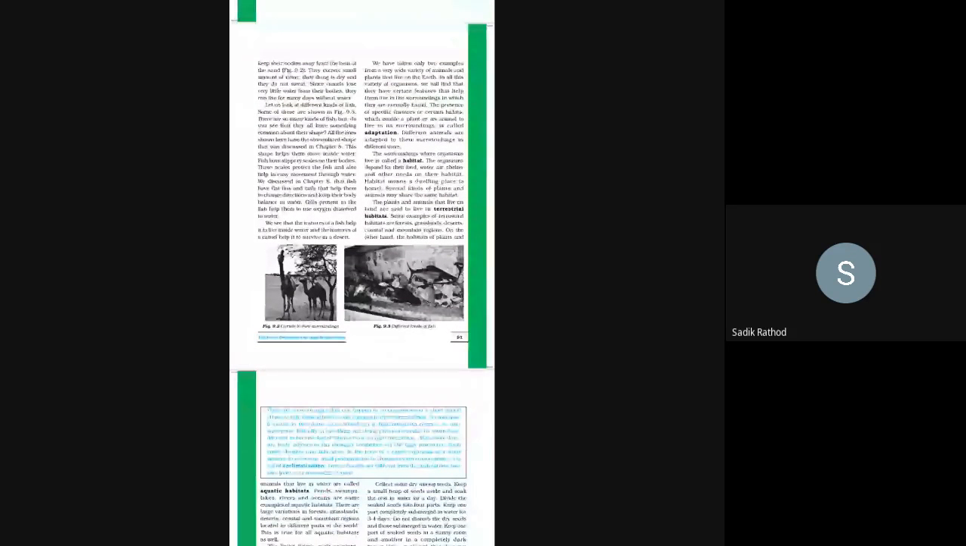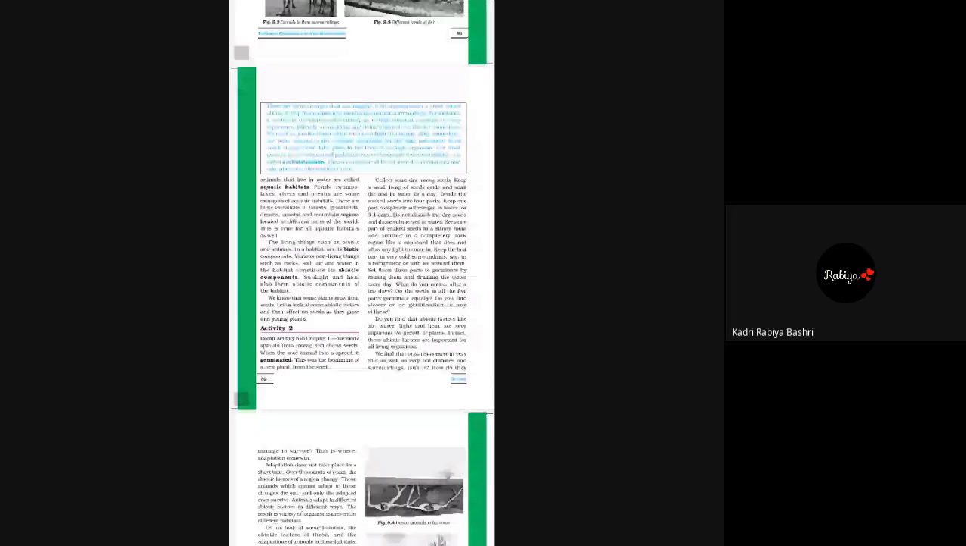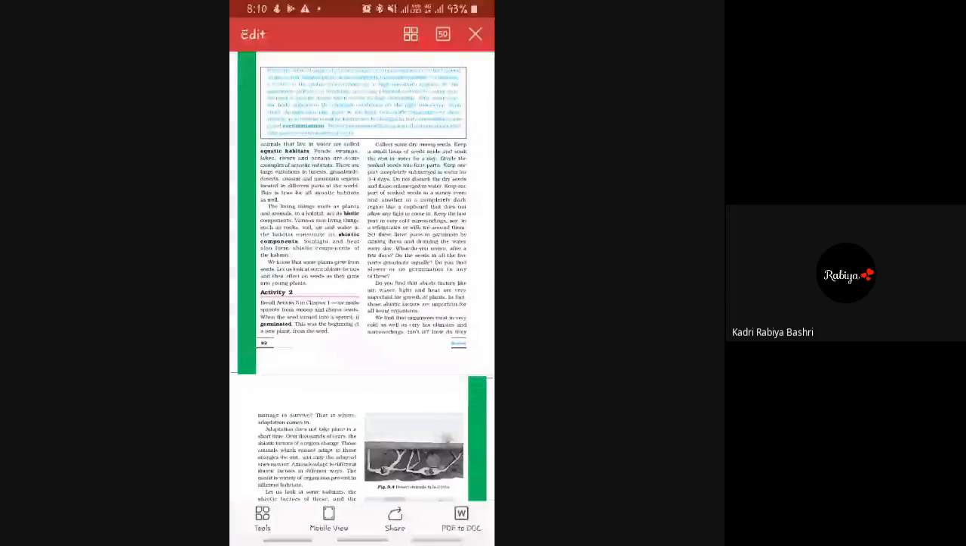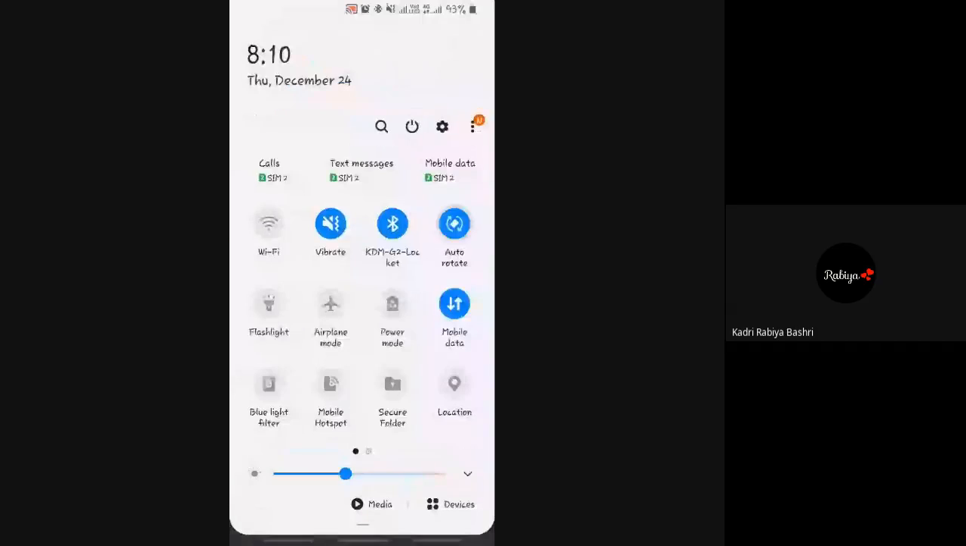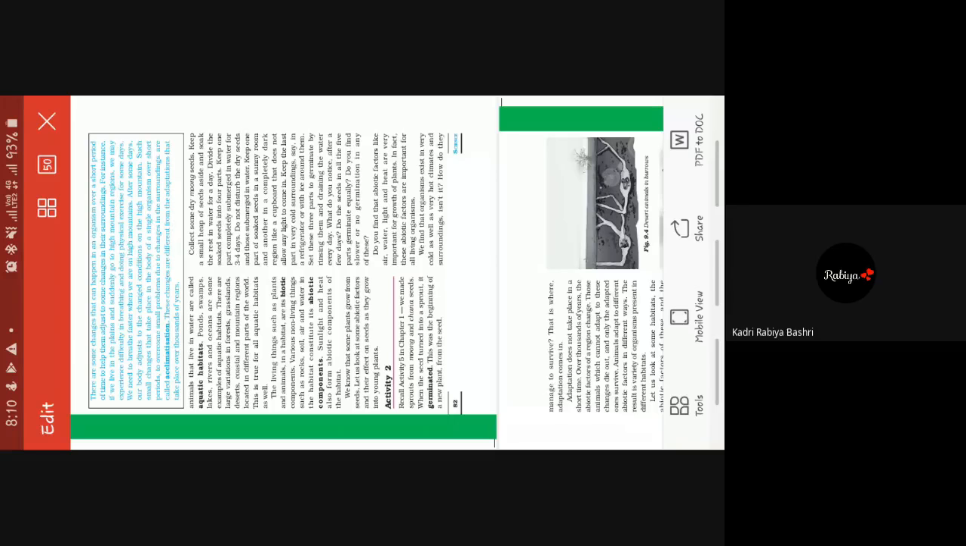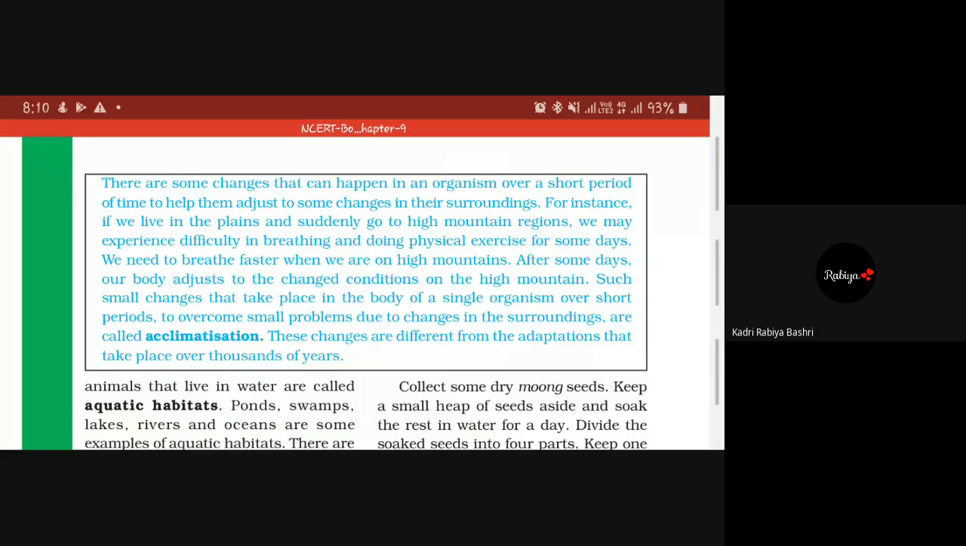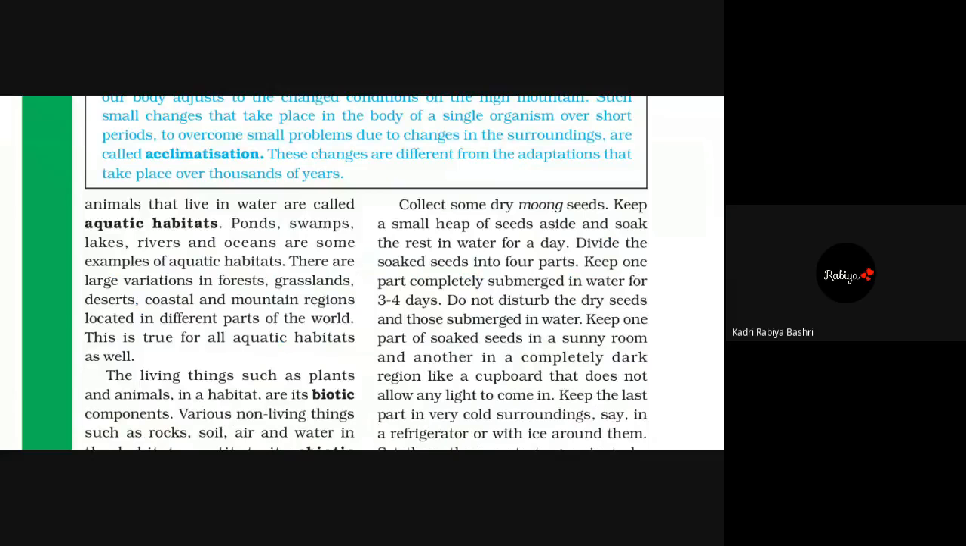कहाँ तक खत्म हुआ है? Ma'am, aquatic habitat. Aquatic habitat, page 82. Very good. Okay. We have also done terrestrial habitat after that. Okay.